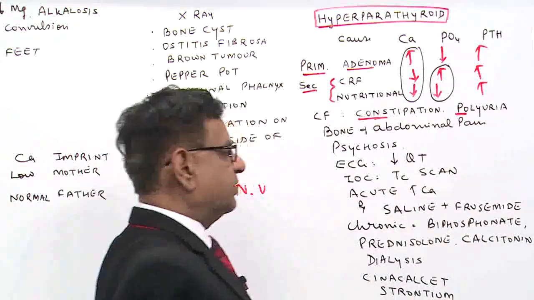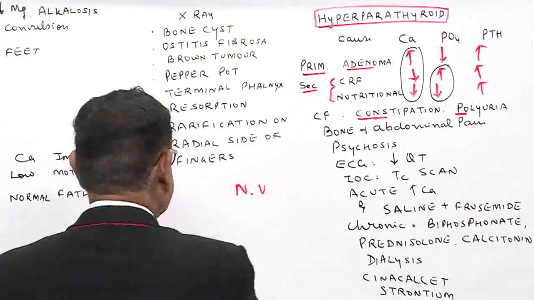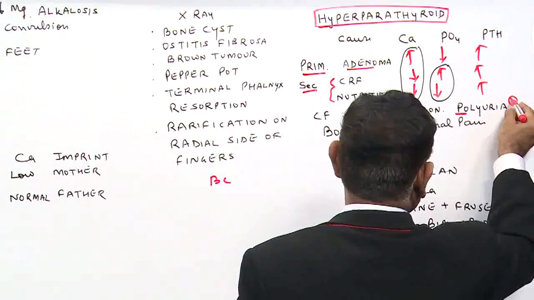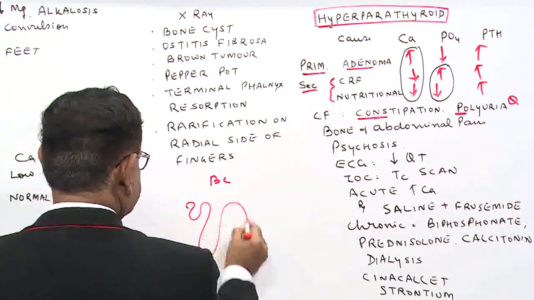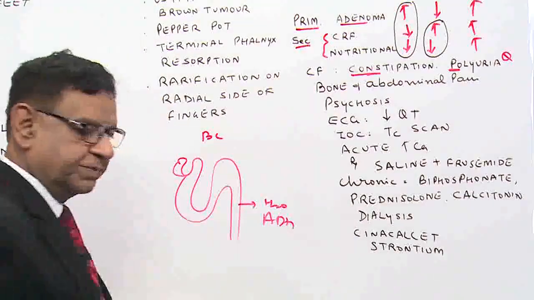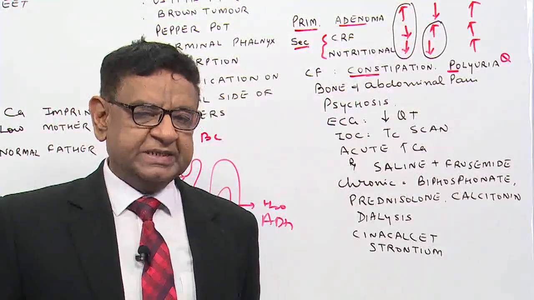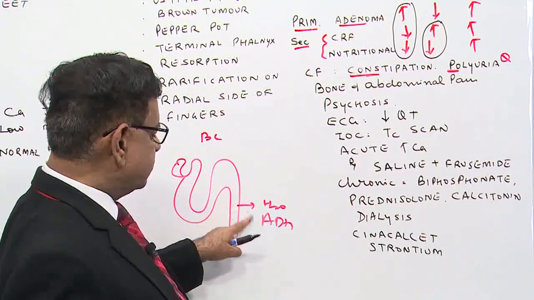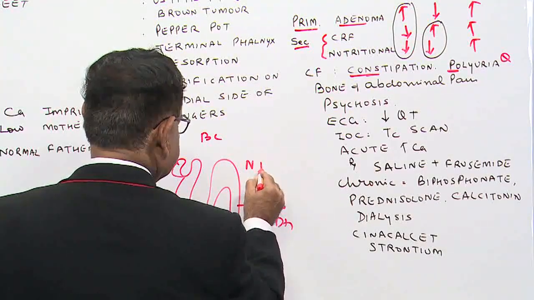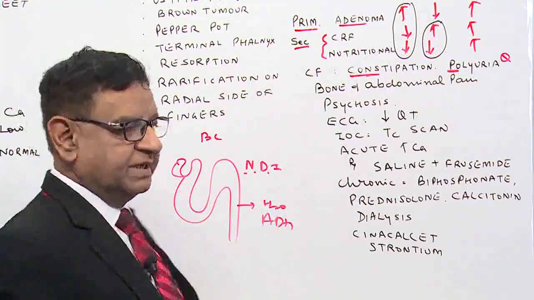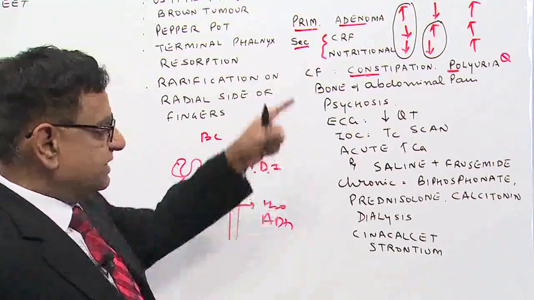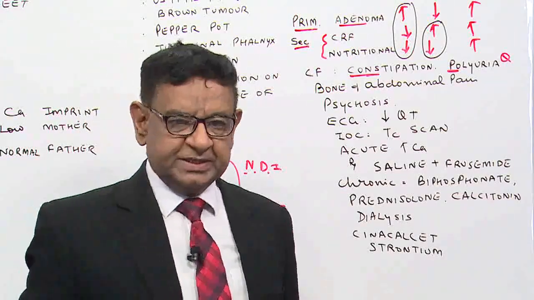Polyuria, this you need to understand, why polyuria occurs. For that we go to basic concepts. This is a very, very frequently asked question. So this is a nephron, and here is the ADH which absorbs only water. But when hypercalcemia occurs, the tubules become resistant to the action of ADH. In a nutshell, it leads to nephrogenic diabetes insipidus, because tubules are resistant to the action of ADH. This is the reason why polyuria occurs in these patients.